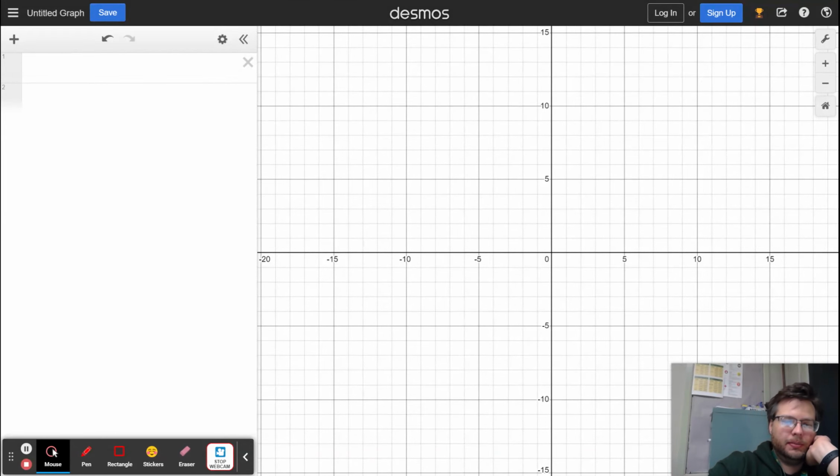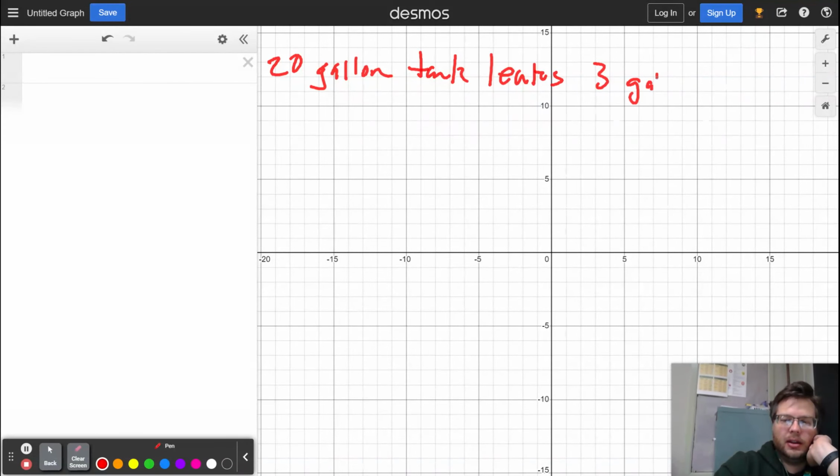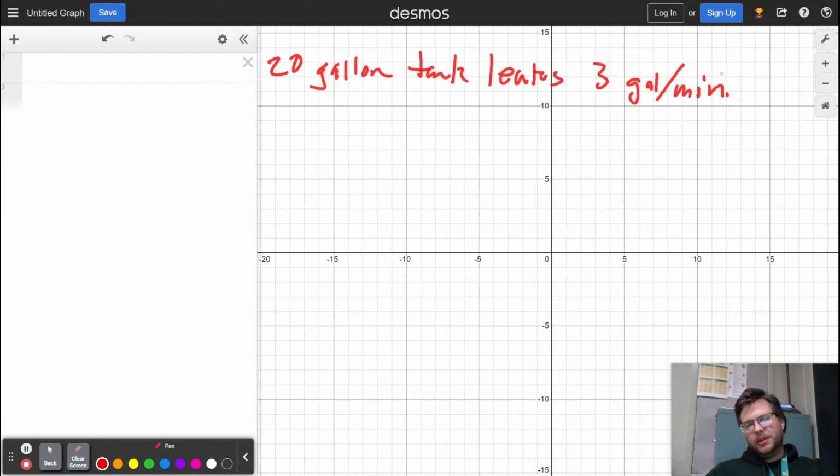So the first type I like to think of as change over time. An example might be something like a 20-gallon tank leaks, I don't know, let's say it leaks 3 gallons per minute. This is a change over time because it tells us what we start with and it tells us how it changes over time.